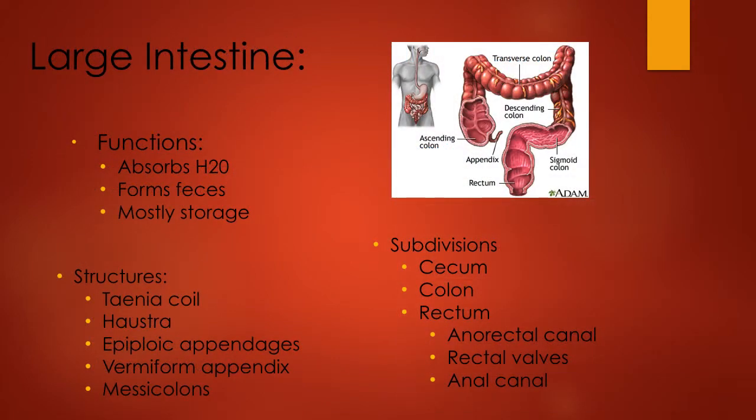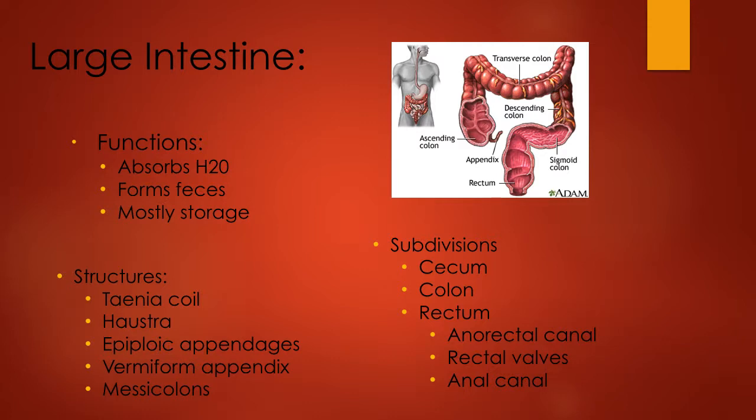The large intestine's functions include absorbing water, forming feces, and mostly storage. The structures include the taeniae coli, which are bands of smooth muscle that cause the large intestine to bundle up and form haustra. Epiploic appendages are fat lobes that hang off the large intestine. The vermiform appendix is the worm-like thing hanging off the large intestine. Mesocolons are sheets attached to the mesentery wall.